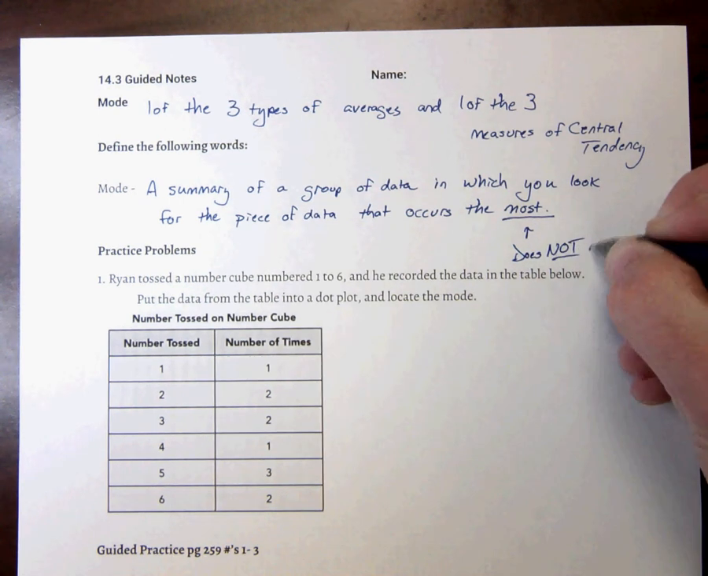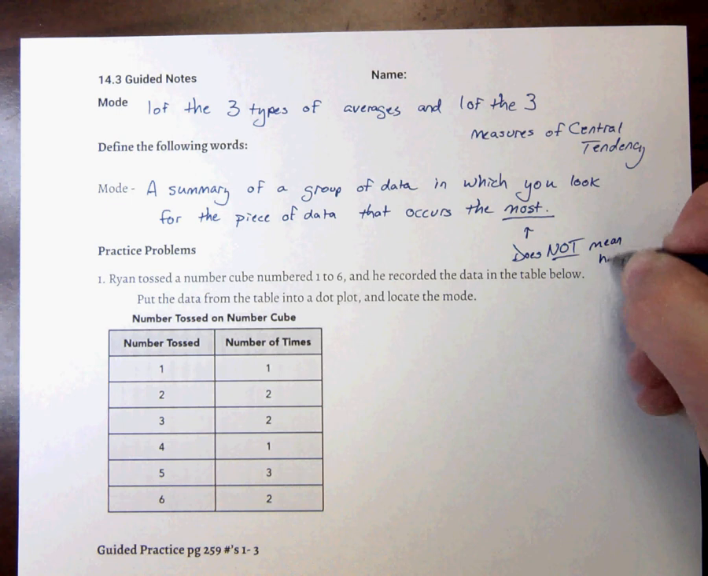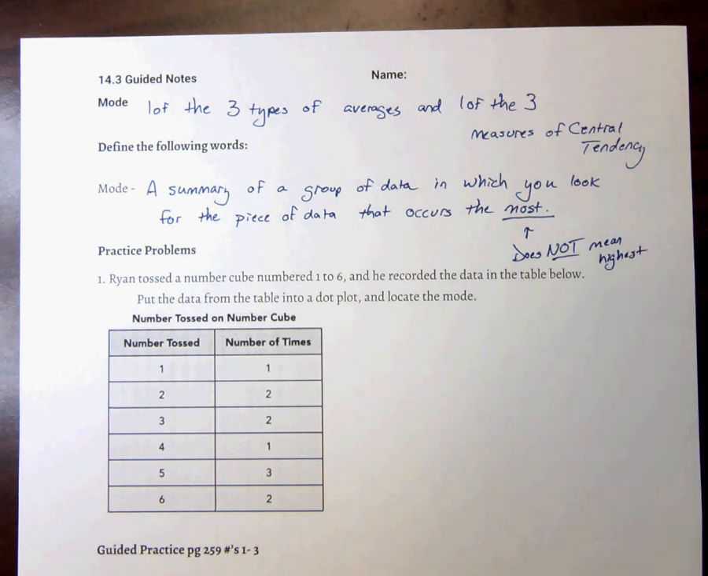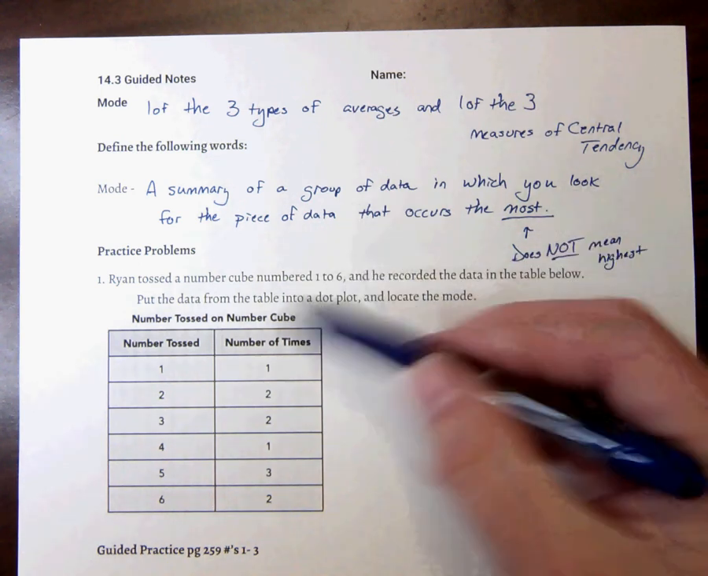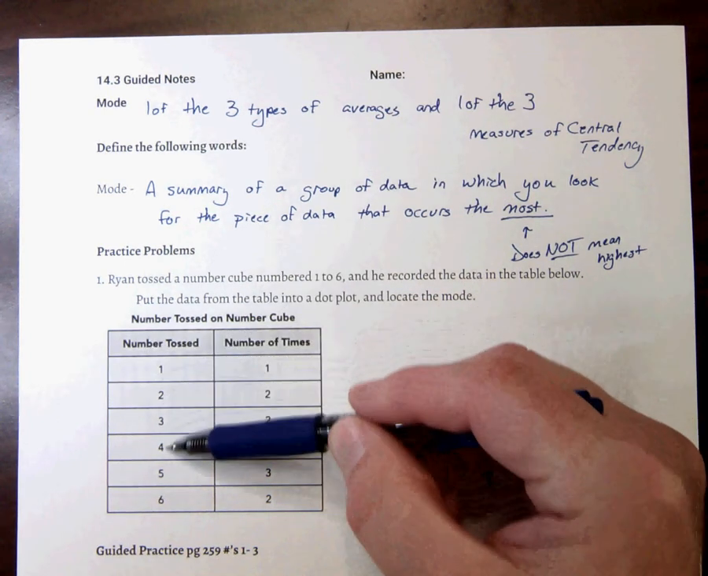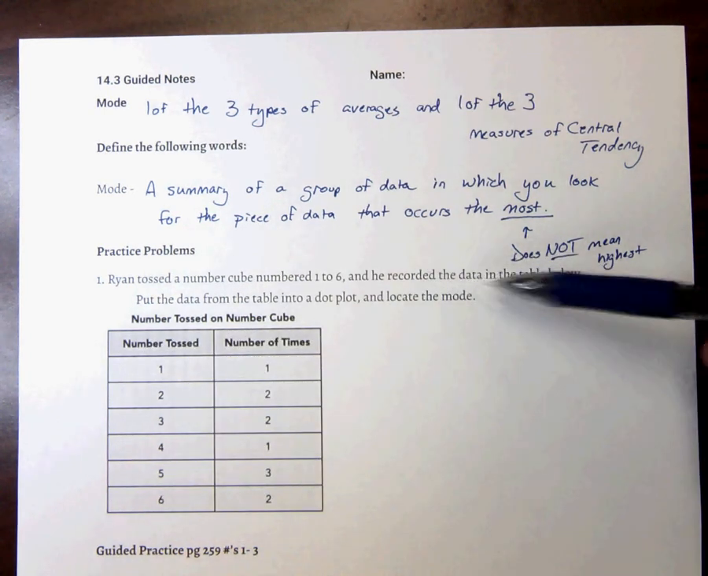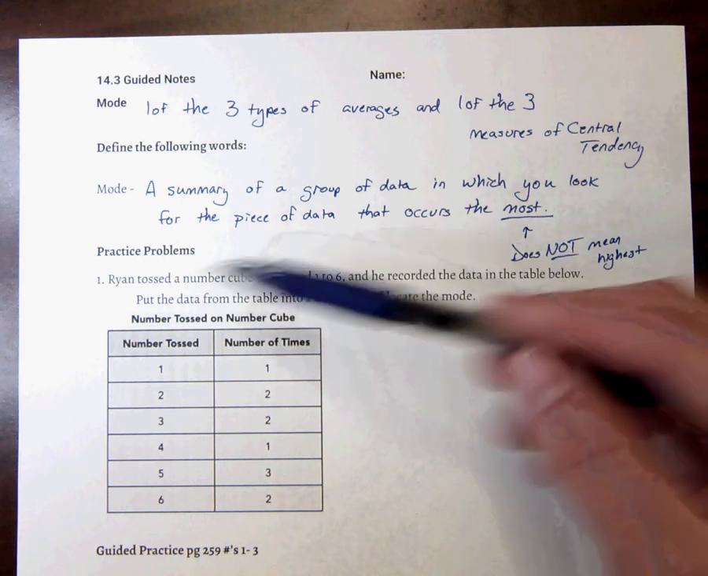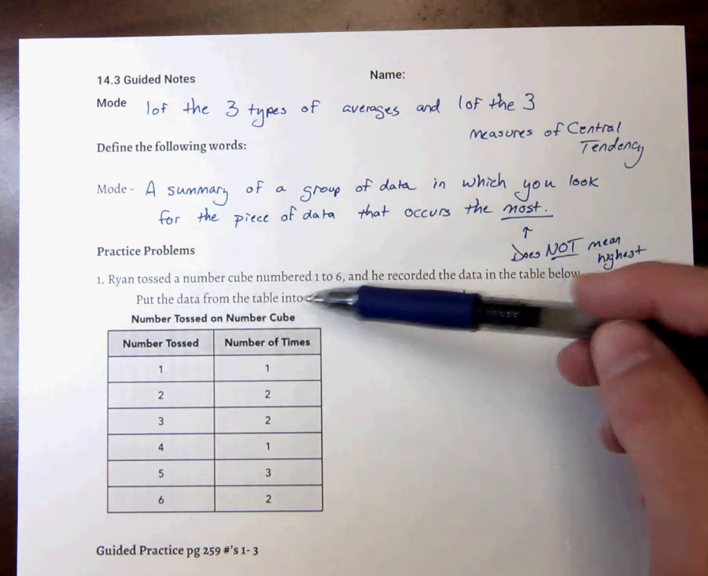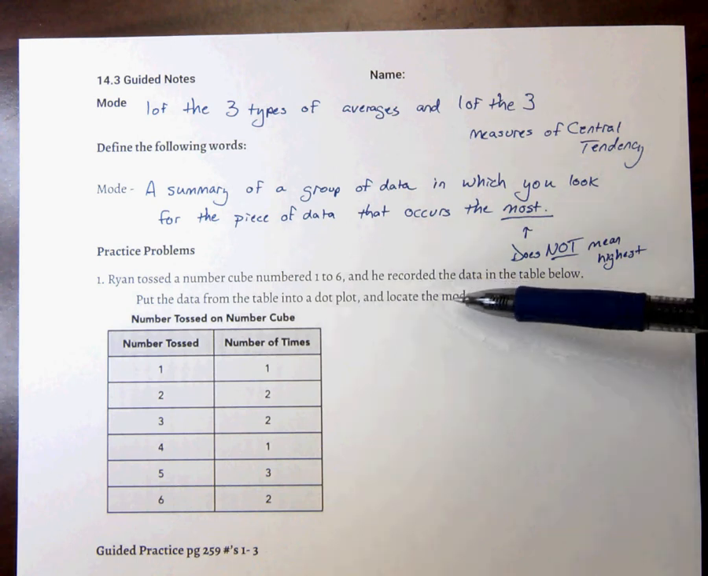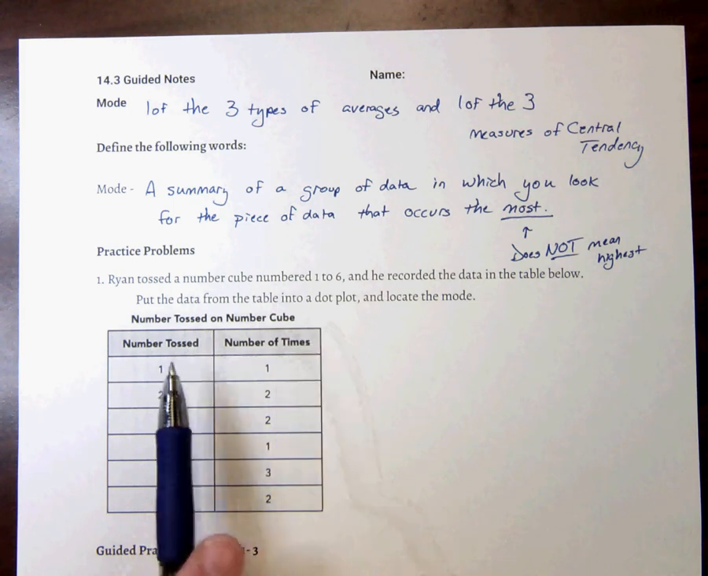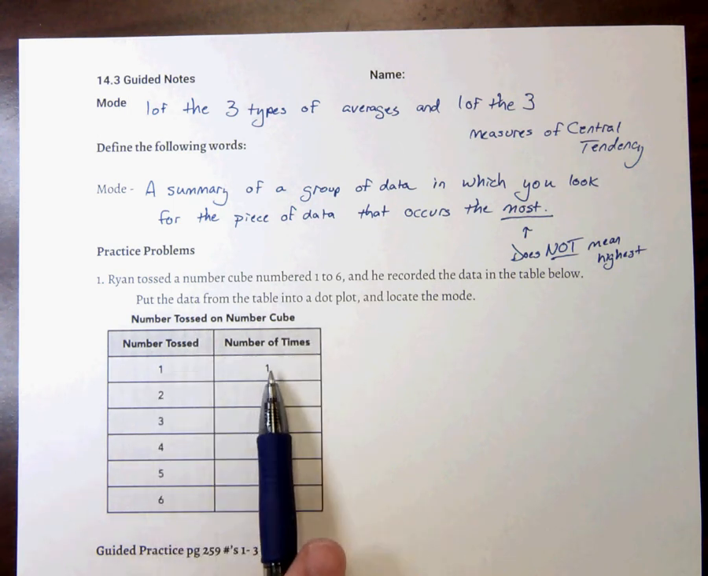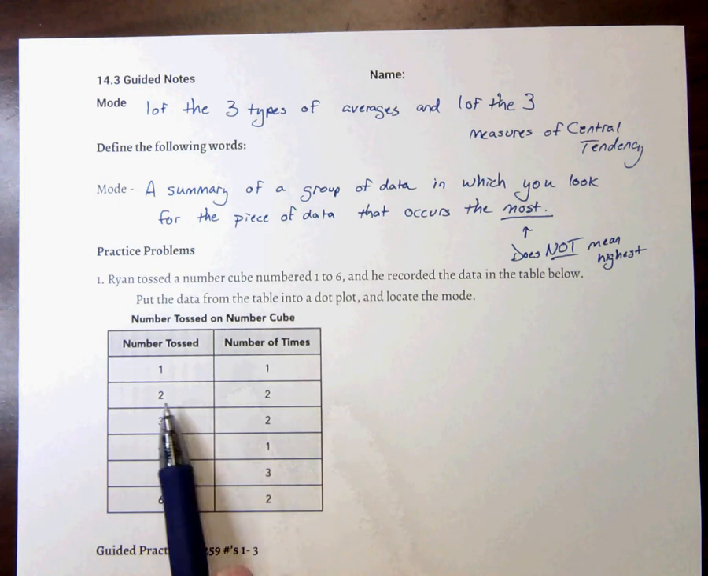Alright, so our first practice problem. Ryan tossed a number cube numbered 1 to 6. So, number tossed 1, 2, 3, 4, 5, or 6. And he recorded the data in the table below. We're going to put the data from the table into a dot plot, and we're going to locate the mode. So if we look at our chart, this is about the number tossed on a number cube. The number 1, he tossed once. Then the number 2, he tossed twice. Number 3, twice. Number 4, once. Number 5, 3 times. And number 6, twice.